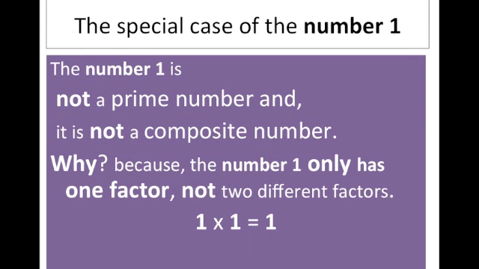Then let's talk about the special case of the number 1. And this has been debated among mathematicians for quite some time. The number 1 cannot be prime nor composite because the number 1 only has one factor. It doesn't have two different factors. While it's true that 1 times 1 does equal 1, those two factors are not unique. Therefore, it cannot be prime. And there's no other way to get a 1, obviously, other than 1 times itself. Therefore, it cannot be composite.